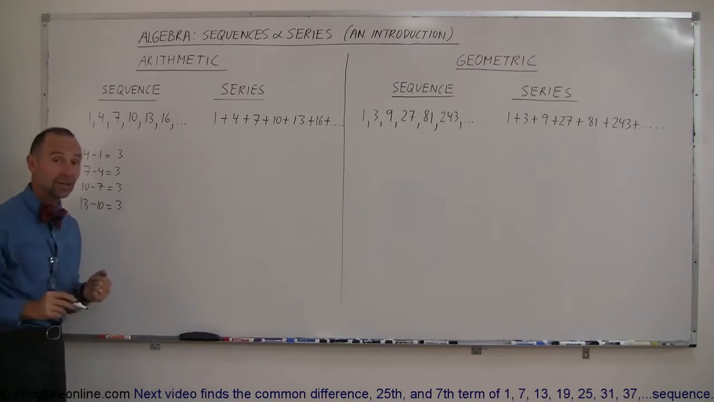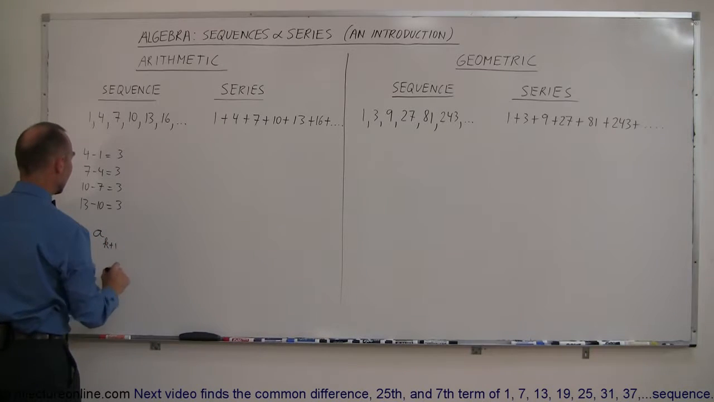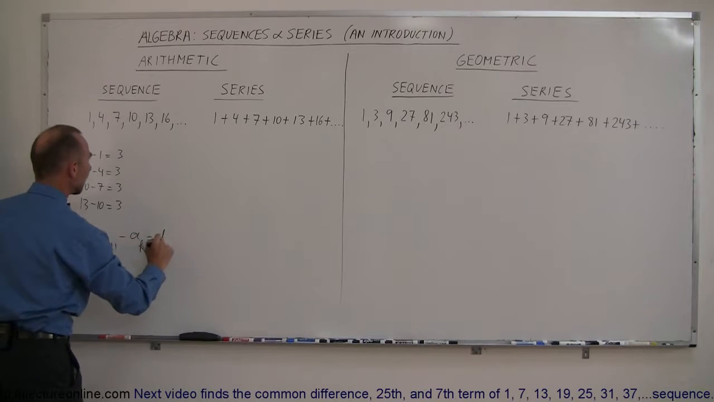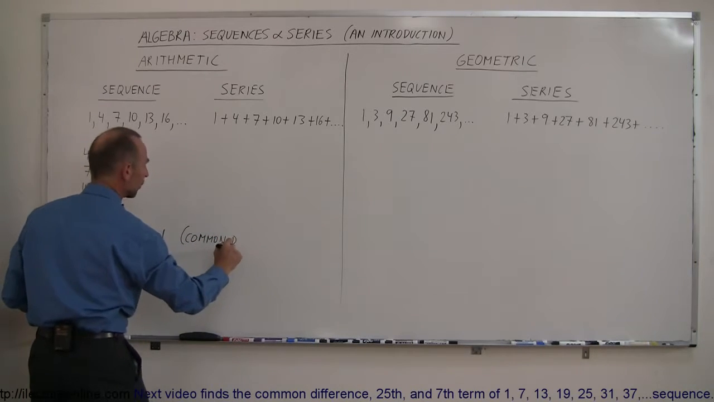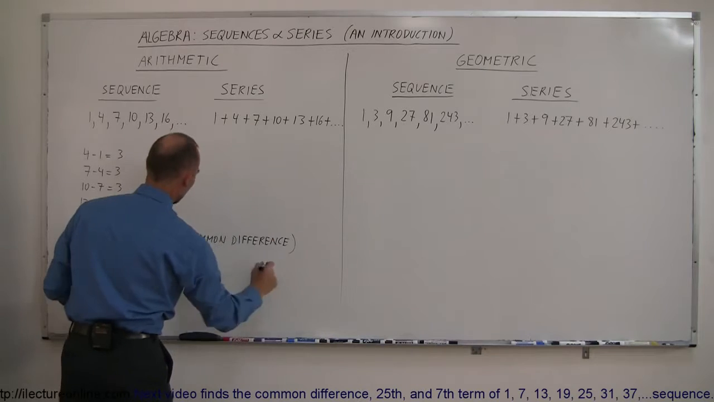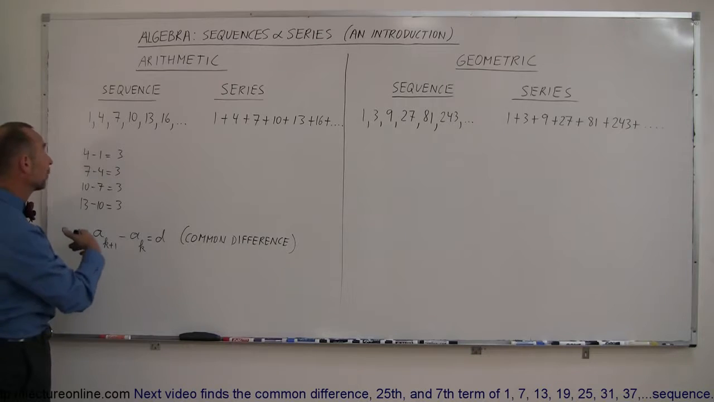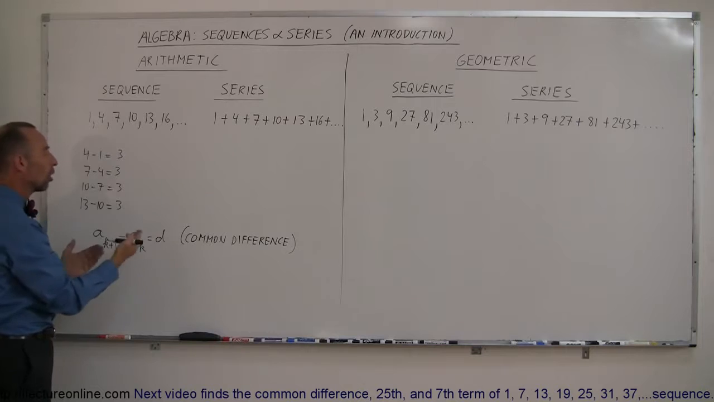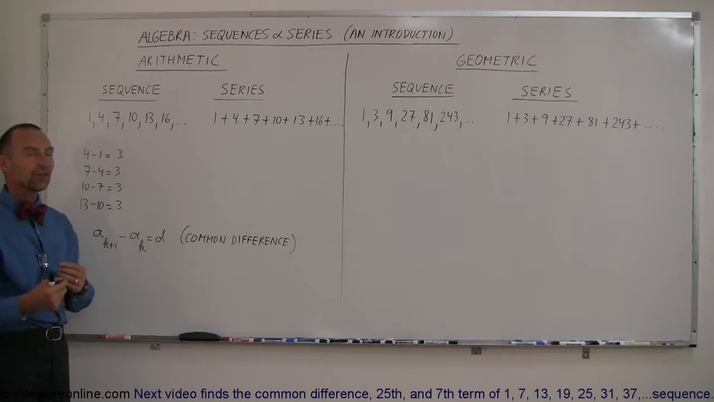And I think you see the pattern here, which means that we can take any element or any number of the sequence, let's say a sub k plus 1, and subtract the previous number from that, a sub k, and we get the common difference, as we call it. The common difference between every one of the numbers in the sequence or series. So this is how we generally write the difference between any two numbers in a sequence or series. That's an arithmetic sequence or series. We always get the very same number, and so 3 in this case is called the common difference in this particular sequence or series.